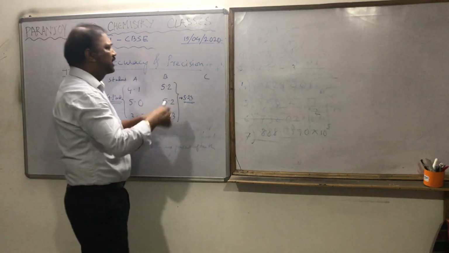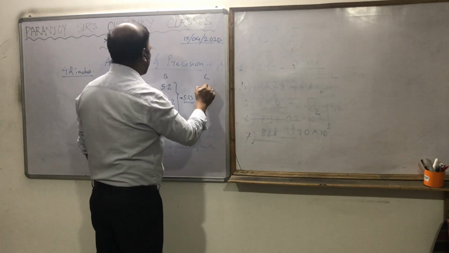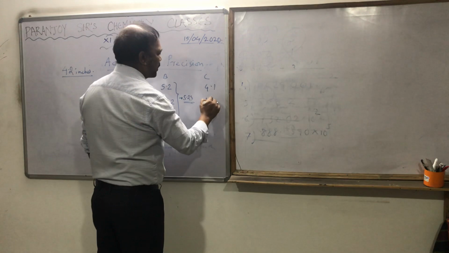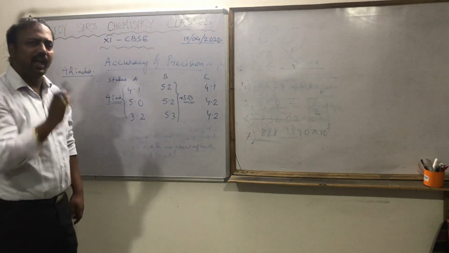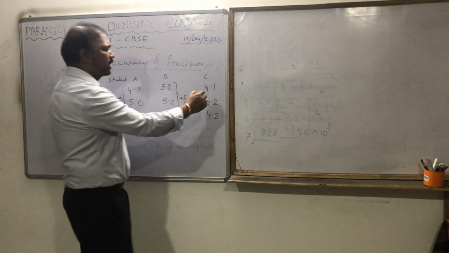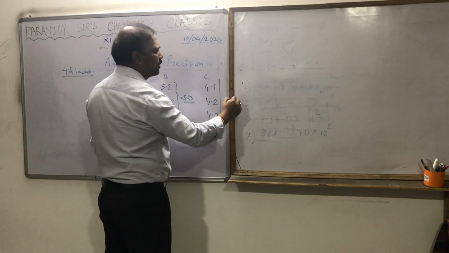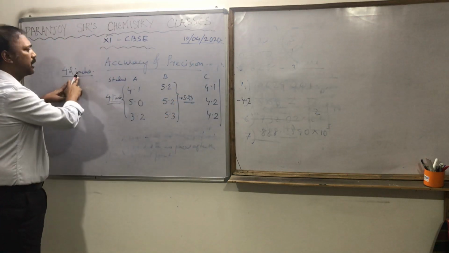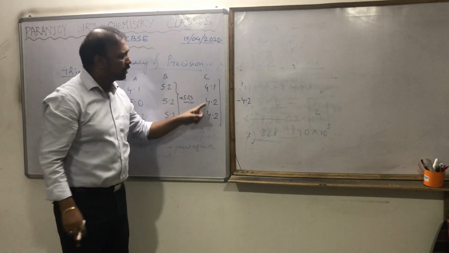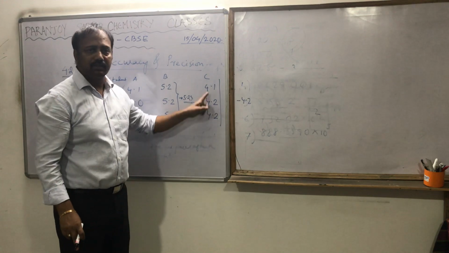If student C gets 4.1, 4.2, 4.2, 3 times he got these values, and I asked him what is your value? He told me, sir, almost 4.2. So he is accurate as well as, you can see, precise.